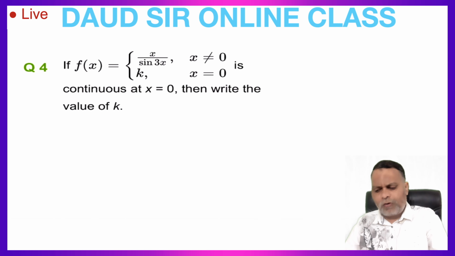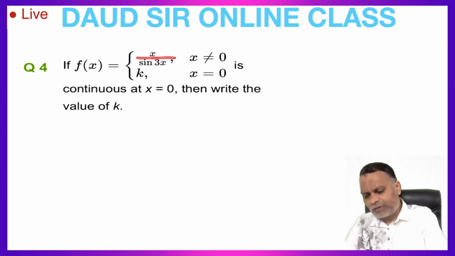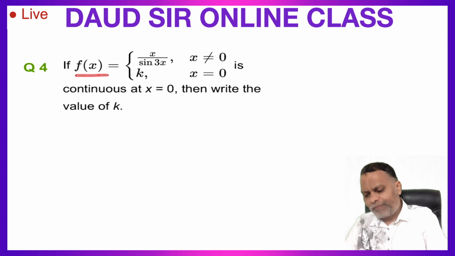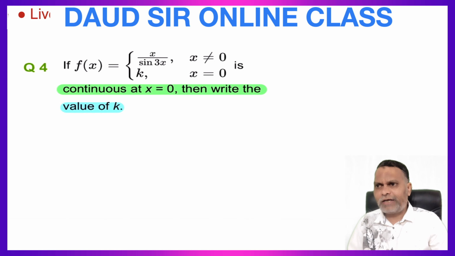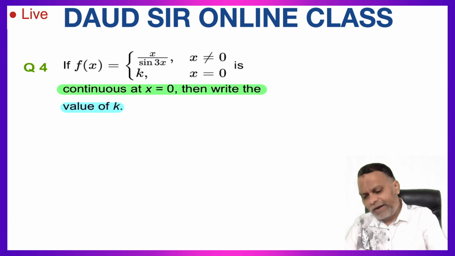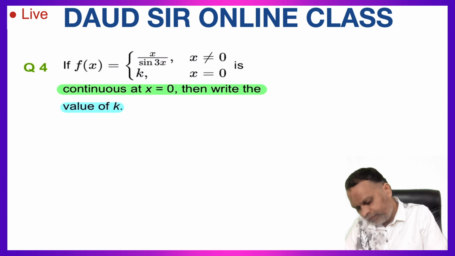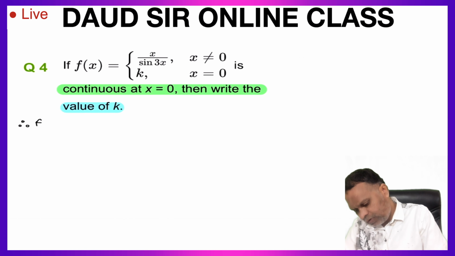Question number 4. If f of x is equal to x upon sine 3x, if x is not equal to 0, and f of x is equal to k if x is equal to 0, is continuous at x is equal to 0, then write the value of k. Here this function is given continuous at x is equal to 0, so we have to find out the value of k. So here at x is equal to 0 the value of function is k, therefore f of 0 is equal to k.